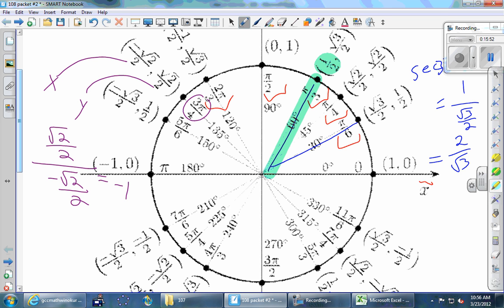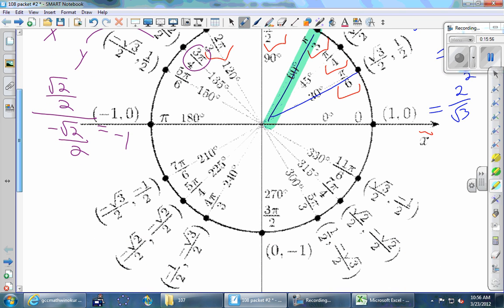Any other angles where the x is a half? It's just barely on the screen, but there is another place down here, I'll keep it in blue, where the x is a half. And that's at 300 degrees. There's the other answer. So that equation has two different answers. Theta is 60 degrees, theta is 300 degrees. Good?